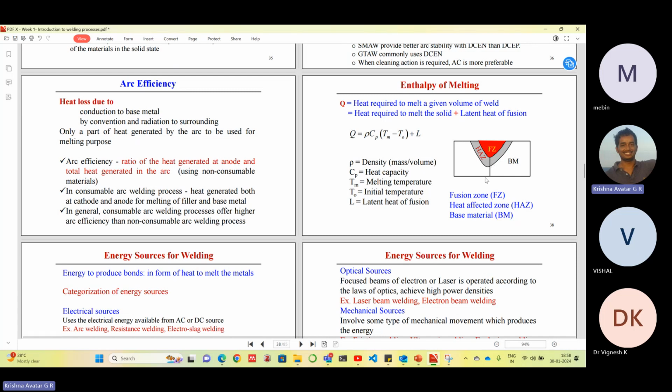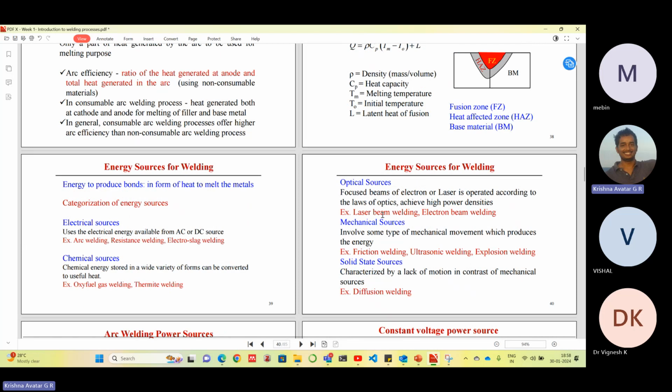Say we have this base material where we'll be attaching some other material, some other component. Then we have this HAZ, which is the heat affected zone, and this is the fusion zone. The fusion zone will be much higher in temperature, and the heat affected zone will have less temperature. However, it happens to be in between the fusion zone and the base material.